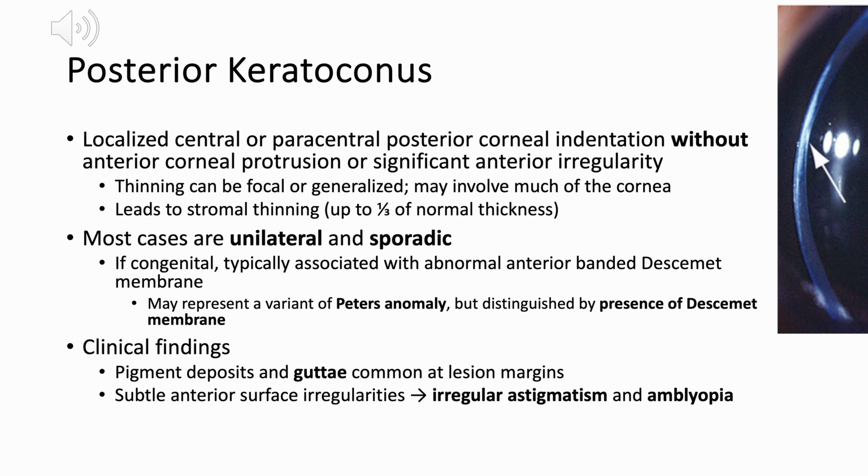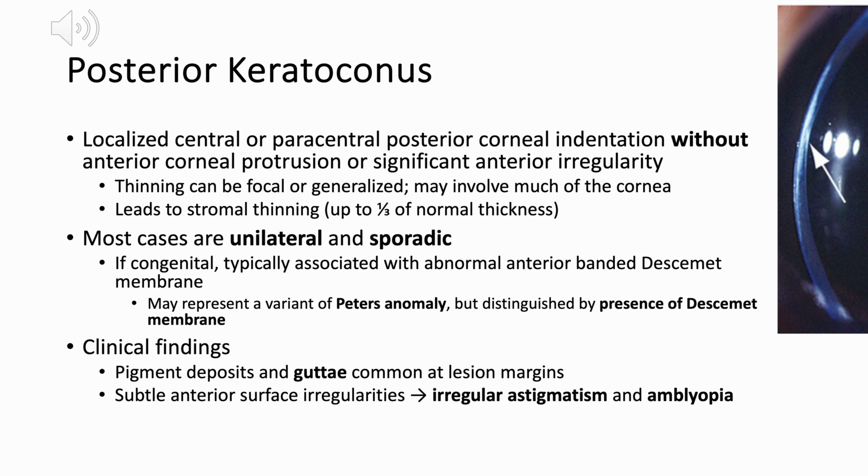Most cases are unilateral and sporadic, but when congenital, they are often linked to abnormal anterior banded Descemet membrane. In some cases, it may represent a variant of Peters anomaly, distinguished by the continued presence of Descemet membrane. Clinically, posterior keratoconus can present with pigment deposits and guttae at the lesion margins, along with subtle anterior surface irregularities that cause irregular astigmatism and amblyopia.